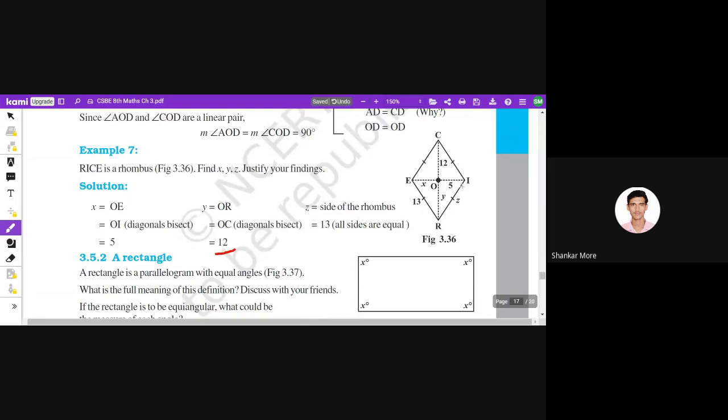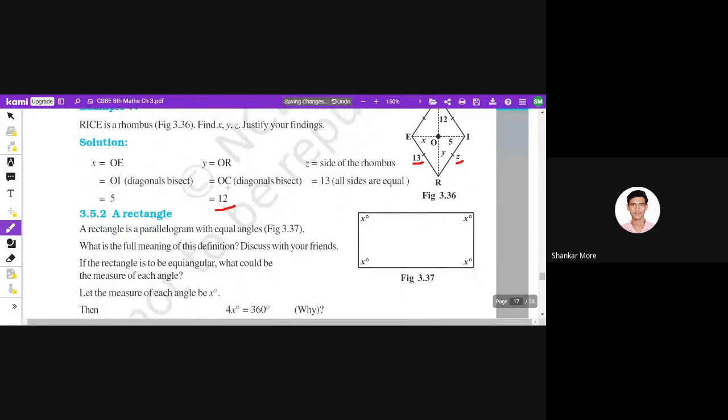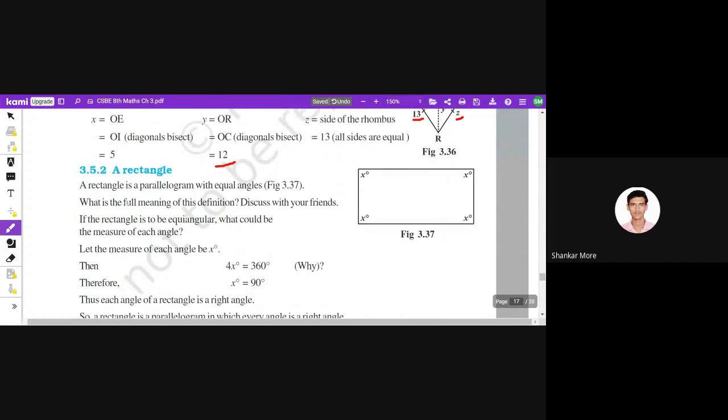Z. So how will we find the value of Z? Here one side is given, RE and ER, right? We know that the sides of a rhombus are equal. That is why, since this is 13, this has to be 13 as well. Very simple, isn't it? Yeah. So this was all about rhombus. Now we have rectangle. So a rectangle is a parallelogram with equal angles.